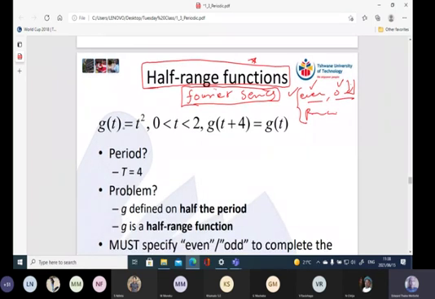So here we are given that G is equal to T squared, and this is the domain. We are restricted on this domain. You must plot this graph from 0 to 2, okay? And then we are given that the period of this function is what? Is 4, okay? The period is 4. Now, this is called half the period. We are plotting G on what? Half the period. And G is called a half range function.